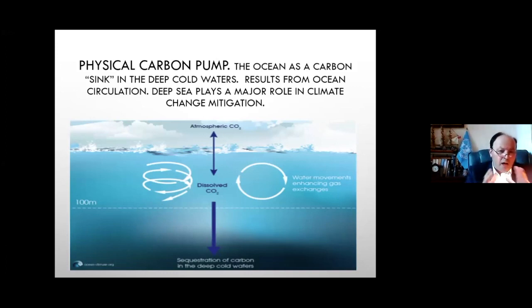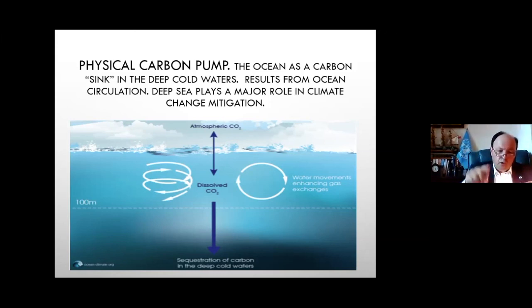And the physical carbon pump, it's purely and simply the ocean as a carbon sink into the deep cold waters, and results from the ocean circulation, from winds from the atmosphere and the other movements of water, slow movements of water. And this plays a major role in climate change mitigation.